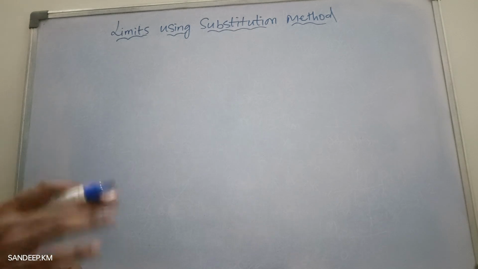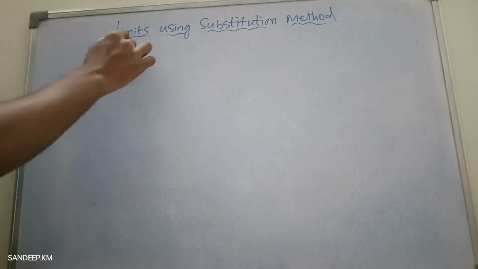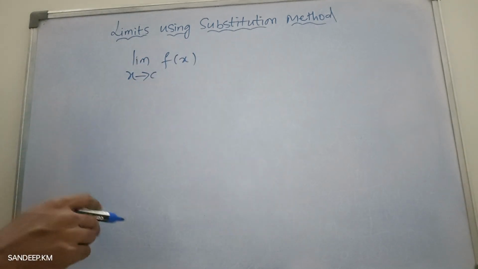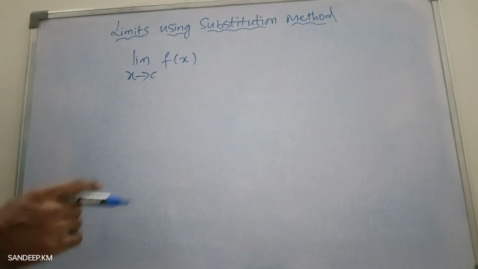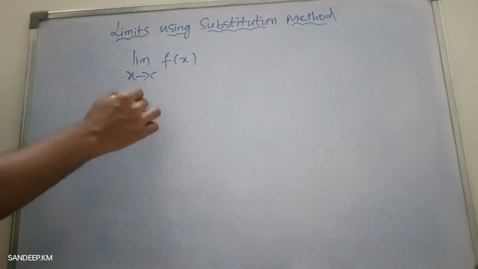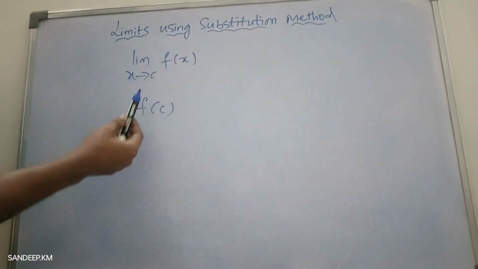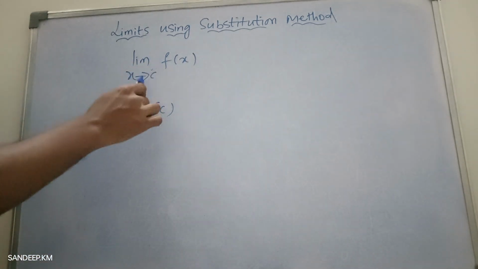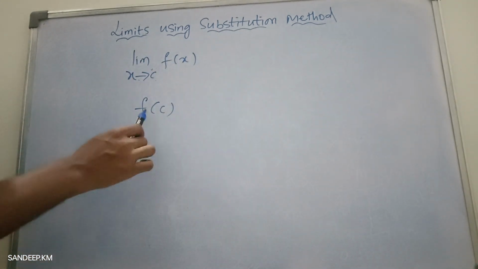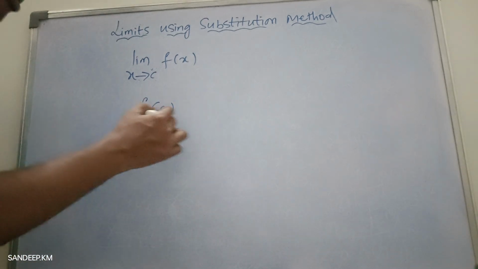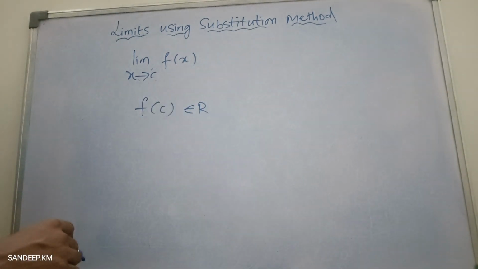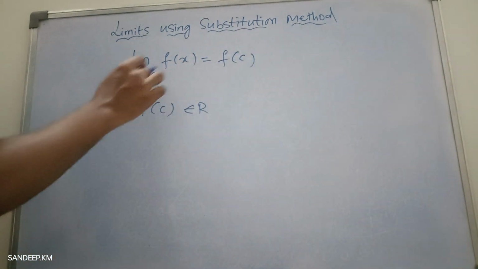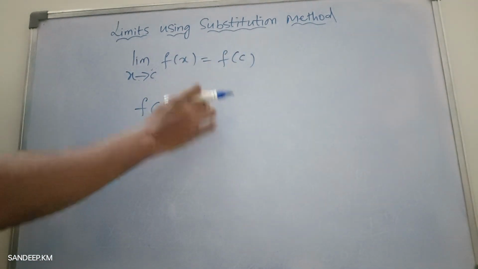Dear students, let us assume that there is a function like this. We are supposed to find the limiting value of this function f of x at x is equal to c. First of all, find the value of the function. This is the limiting value of the function and this is the value of the function. First of all, substitute x as c. And it is f of c only. If this f of c is a real number, then the answer is f of c. That's it. Directly substitute x as c, and if your answer is a real number, then that is the answer.